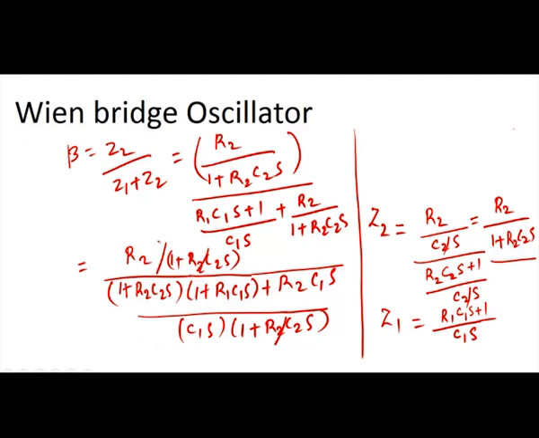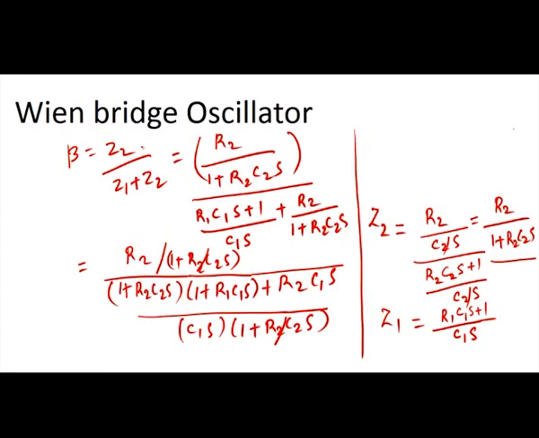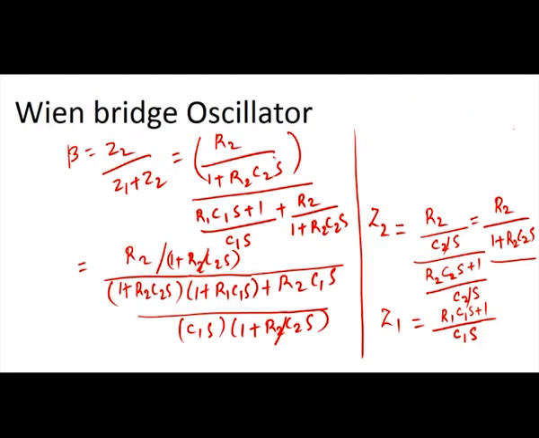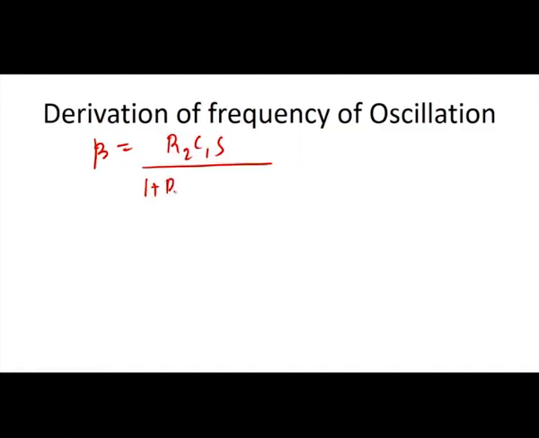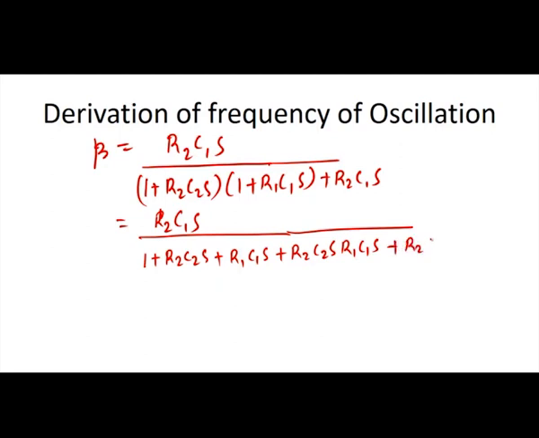If you take this R1 C1 S in the numerator, you have beta is equal to R2 C1 S divided by 1 plus R2 C2 S into 1 plus R1 C1 S plus R2 C1 S. You multiply this, and you will get 1 plus R2 C2 S plus R1 C1 S plus R2 C2 S R1 C1 S divided by R2 C1 S.